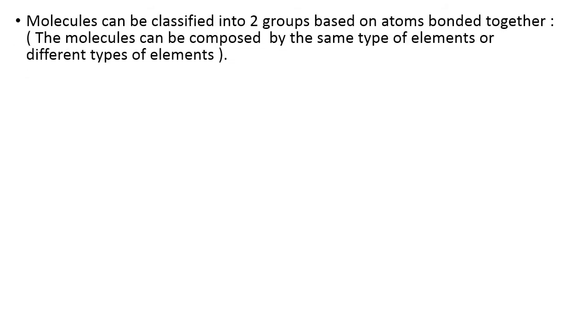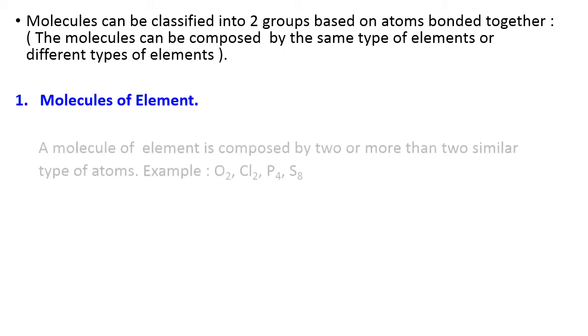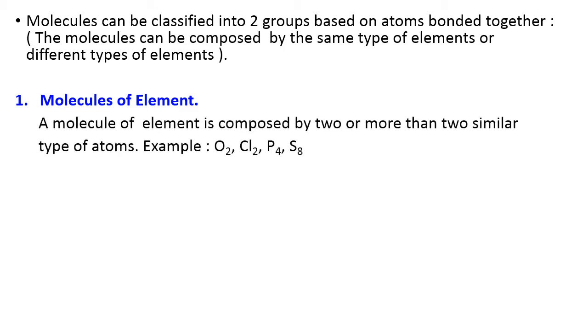Molecules can be classified into two groups based on atoms bonded together. The molecules can be composed of the same type of elements or different types of elements. The first group is molecules of element. A molecule of element is composed of two or more similar types of atoms. Examples of molecules of elements are O2, Cl2, P4, and S8.